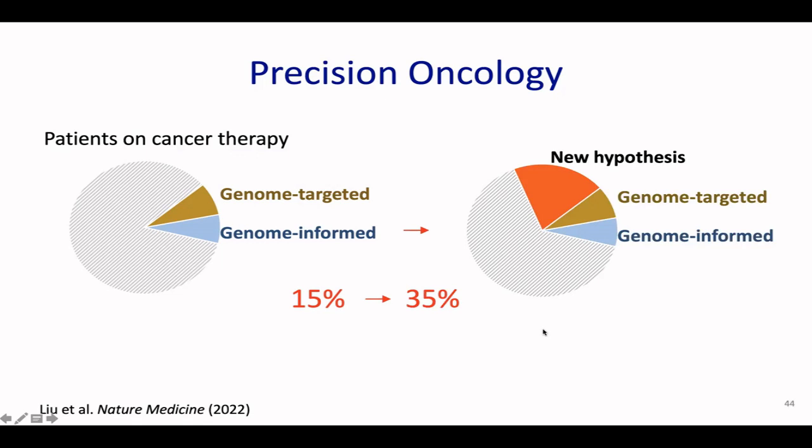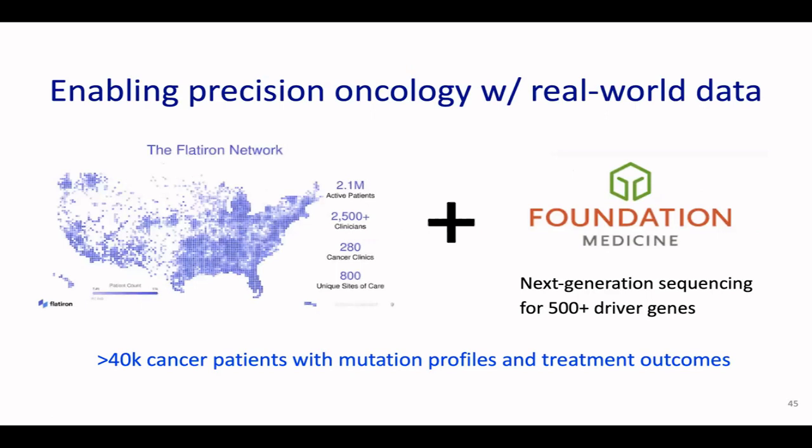And as a quick result, we are able to generate new hypotheses. We're able to increase by 20% more patients who have hypotheses on which drugs they can take to target their different mutations. To do that, we link the Flatiron network I introduced in the first part, where we have the patient's medical records for all the cancer patients, with the Foundation Medicine data, where we have the patient's next generation sequencing for more than 500 cancer driver genes.